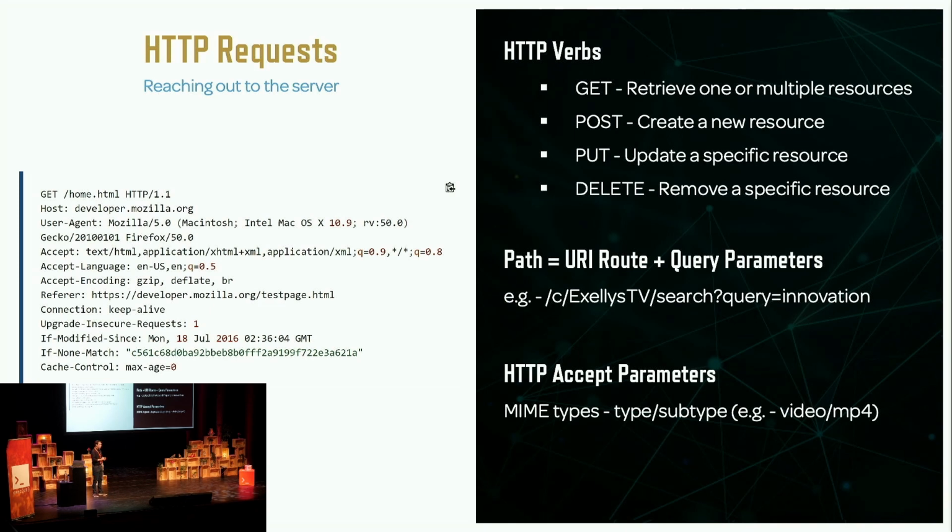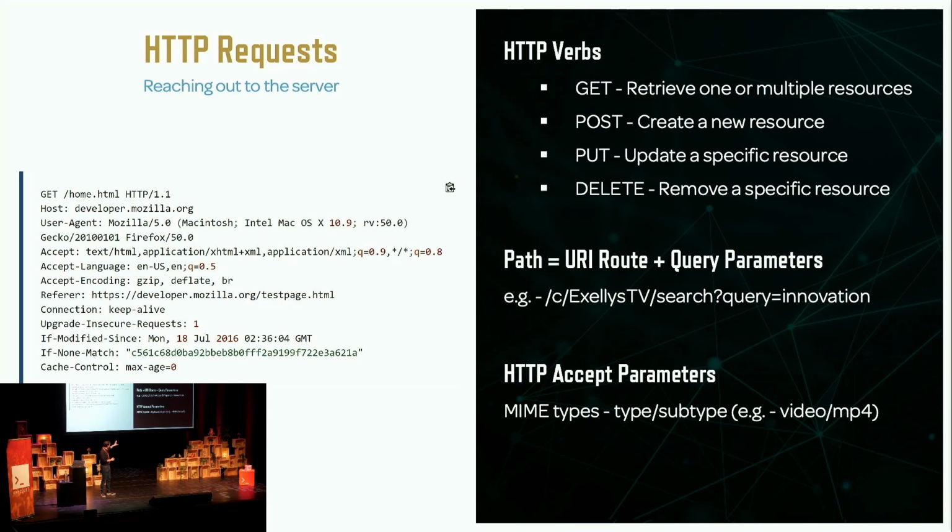We also use a URI route with parameters, query parameters like search, where we do a query search to find certain objects within our API. And last but not least, we also use accept parameters, like for instance MIME types, or currently how we call it, media types, which gives us an idea about the formatting.